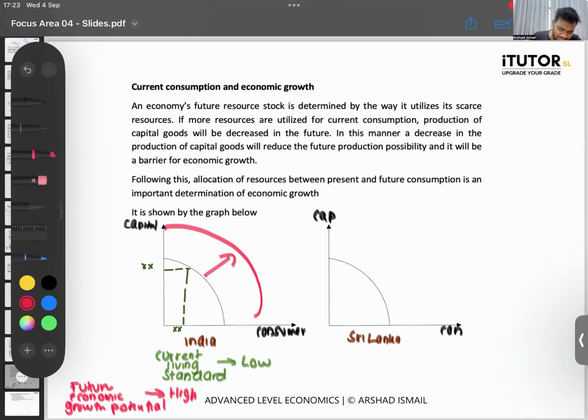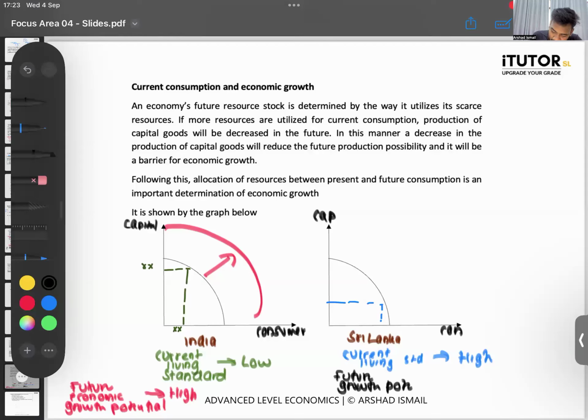Now, let's say Sri Lanka is the opposite game. Let's say in Sri Lanka we are producing more consumer goods. So now we have nice different things. What about our current living standard? If we have a lot of consumer goods, our current living standard will be high. Nice food, no traffic, nice roads. Current living standard is high. But we are not producing much capital goods. Then what happens? Our economy will grow, but we are producing only a little capital goods, so it will grow a little or a lot? What about our future growth potential?